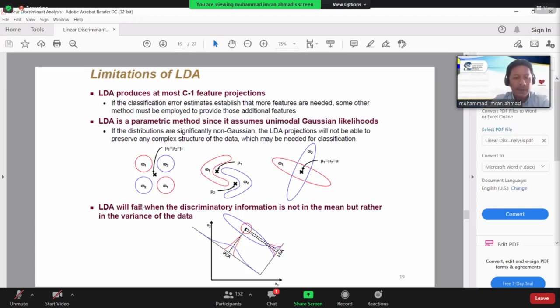And number 3, LDA will fail when the discriminatory information is not in the mean, but rather in the variance of the data. Let's have a look at these two classes. LDA will fail in this situation, because the mean for class 1 and the mean for class 2 are the same. The only difference between class 1 and class 2 is the variance. So if you have this situation, LDA will fail to project our data to a better separation space.